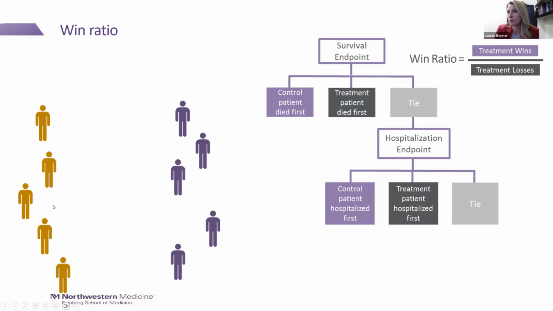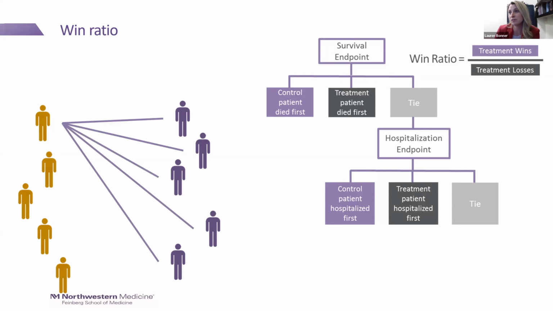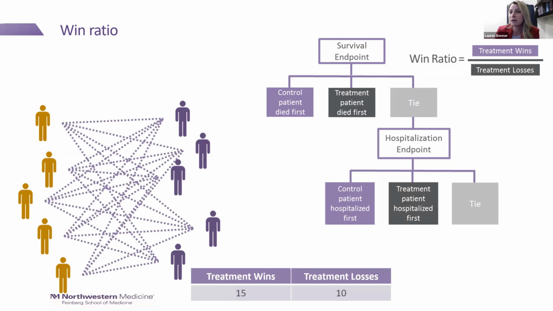So essentially you work your way through comparing all participants in your treatment arm to all participants in your control arm in this pairwise fashion. And then you sum up all the treatment wins and all the treatment losses, and your win ratio is essentially just the ratio of the number of wins to the number of losses for your treatment arm. And so in this particular example, we have a win ratio of 1.5, and you can interpret that as essentially the odds that a treatment participant is the winner if you're comparing any two treatment and control participants.